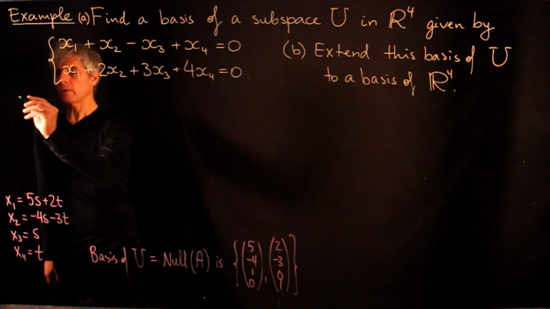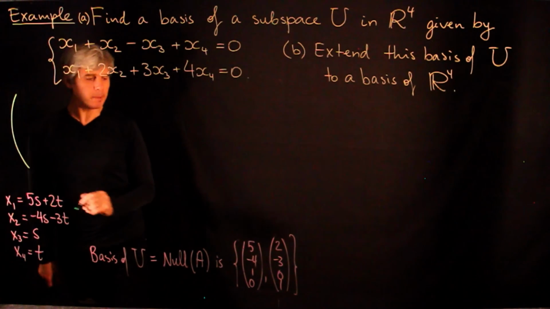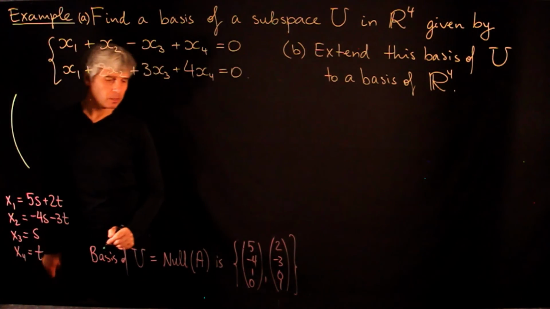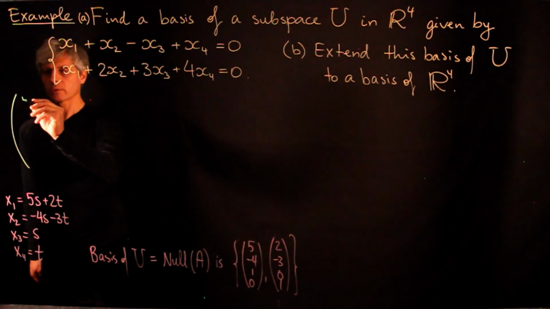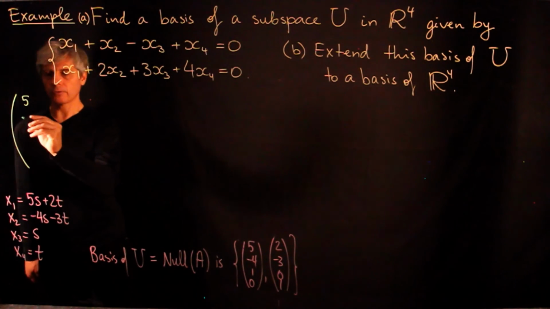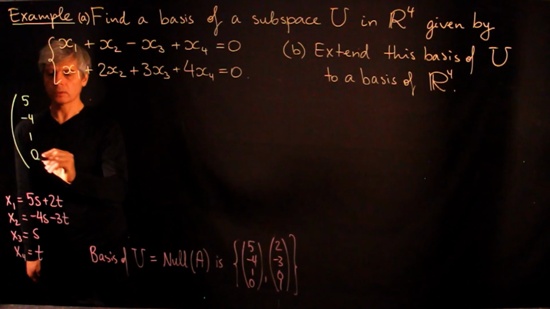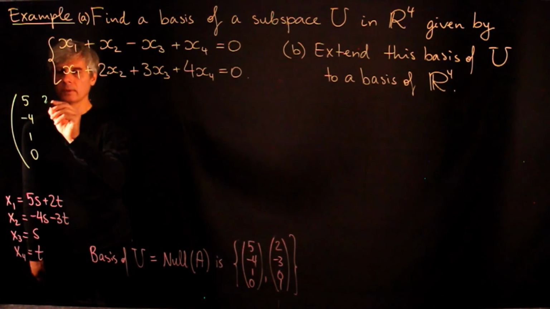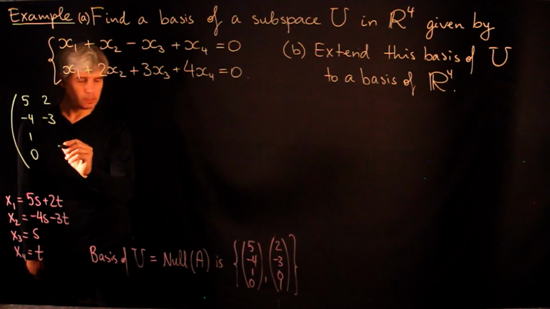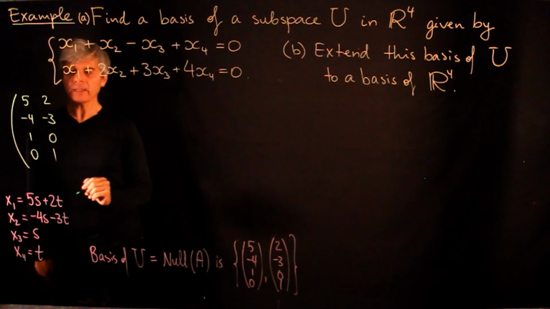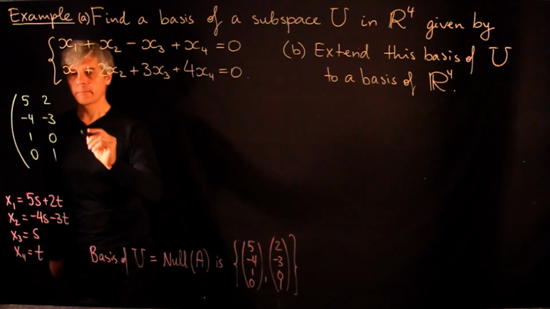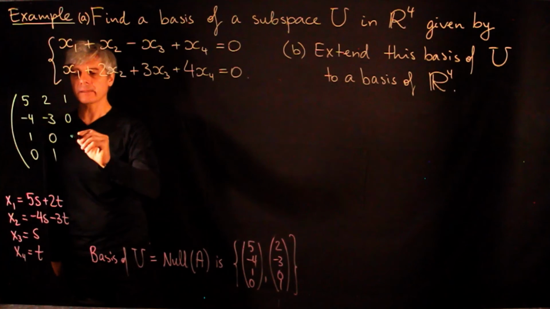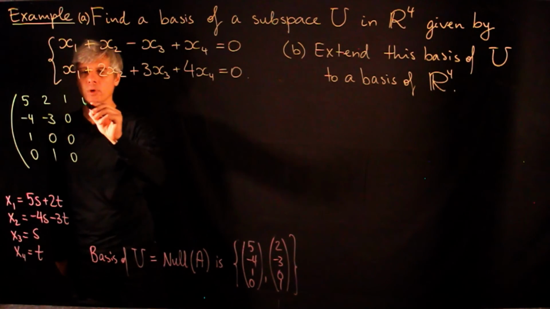And here we're going to do the following trick. Let's form a matrix by placing these 2 vectors as columns. So we have 5, negative 4, 1, 0, and 2, negative 3, 0, 1. And then I will add more columns by placing the standard basis vectors of R4.